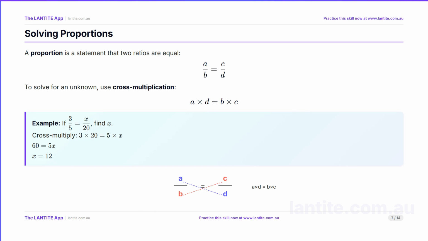A proportion says two ratios are equal. The most powerful technique for solving proportion problems is cross-multiplication. If you have A over B equals C over D, then A times D equals B times C. In our example, 3 over 5 equals X over 20. Cross-multiply: 3 times 20 is 60, and 5 times X is 5X. So 60 equals 5X, meaning X equals 12. This technique works every time you have a missing value in a proportion.